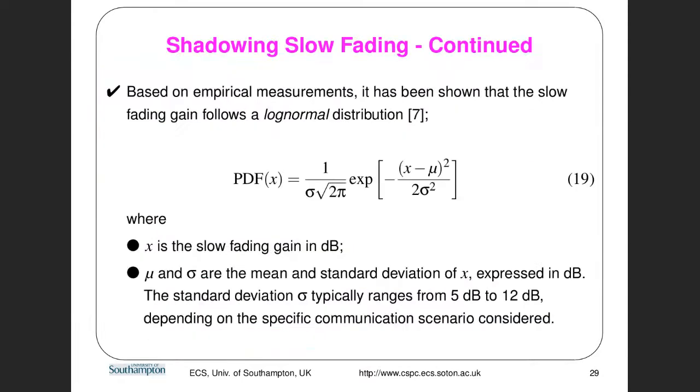So the shadowing effect is normally modeled by a log normal distribution. From the look of it, equation 19 looks just like a normal distribution. Normal distribution is also Gaussian distribution. So can anyone tell me why it's called log normal distribution?